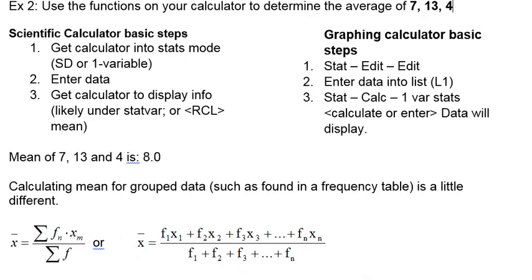If we need to calculate the mean for a set of grouped data, such as in a frequency table, we have to do things a little bit differently. So instead of just saying the sum of all the x's, we have to weight the x's by their frequency. So we need to take the frequency of the first group times that first x value, plus the frequency of the second group times the second x value.